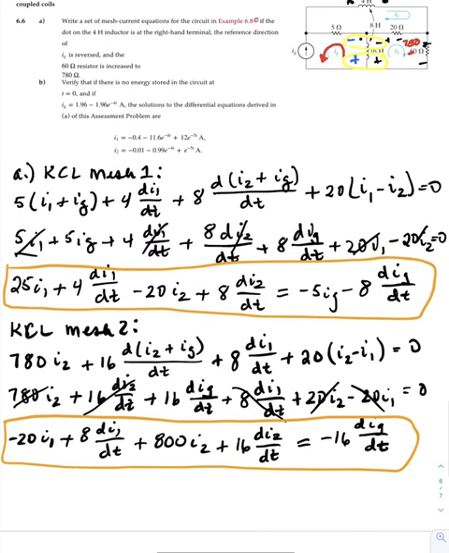All right, so part B: verify that if there is no energy stored in the circuit at t equals 0 and I sub g is equal to this, and I sub 1 and I sub 2 are equal to this. Okay, we're going to do this by seeing that they satisfy the differential equation. So we're going to do this a little bit differently.